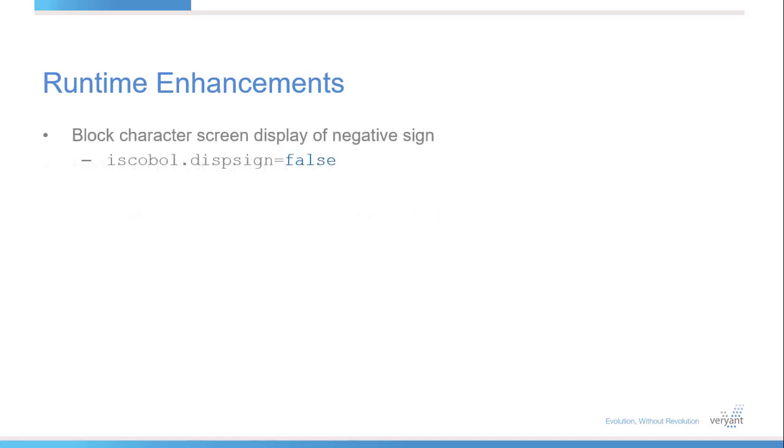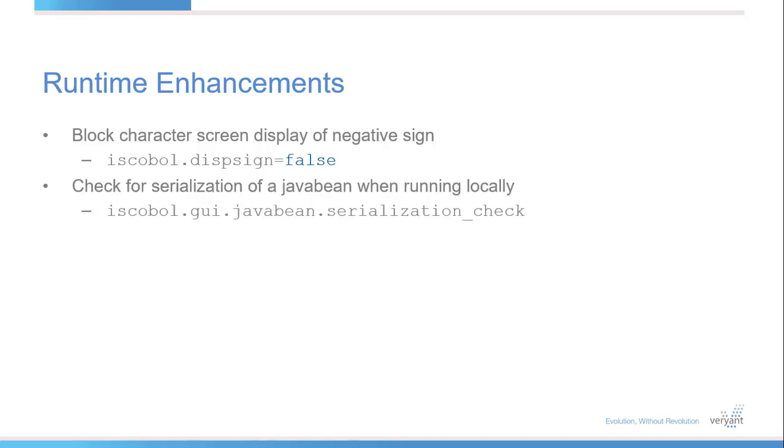Set ISCOBOL disp sign to false to remove the separate numerical sign on a character display. ISCOBOL GUI JavaBeans serialization check lets you check JavaBeans to make sure they can run in a server-client environment even when you're testing in a standalone environment.